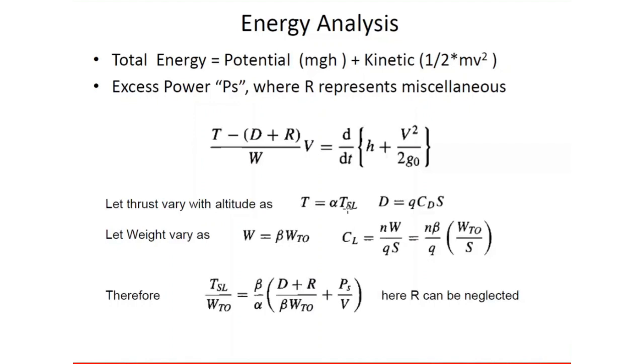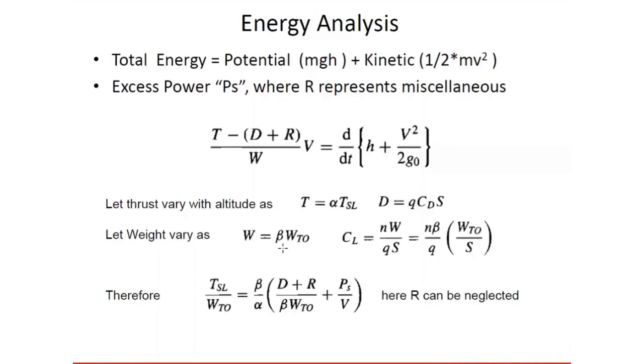Similarly, the weight of the aircraft also keeps changing with the fuel consumption and everything else. So weight is expressed as W equal to beta times takeoff weight. Takeoff weight is fixed. Beta is what you can specify, saying 50% fuel or 100% fuel or 50% payload and things like that, in which case the weight could be different. Expressing this as alpha times thrust at sea level and beta times takeoff weight removes a couple of unknowns.